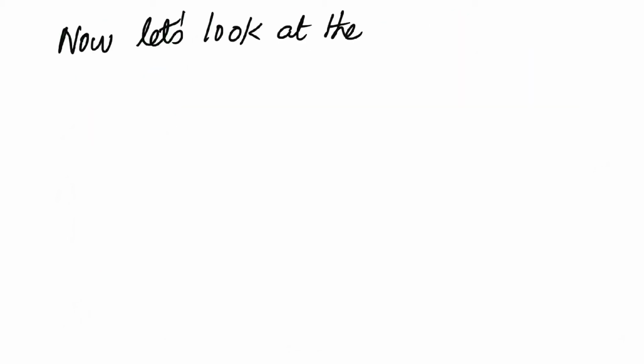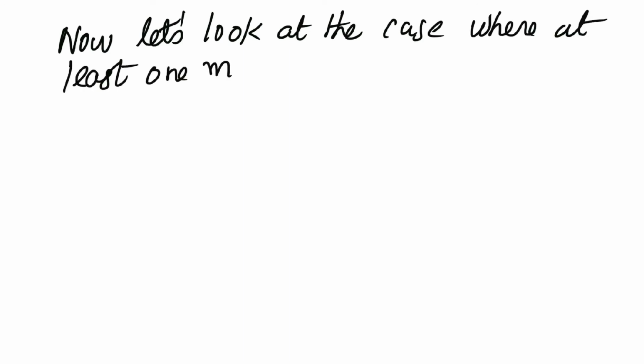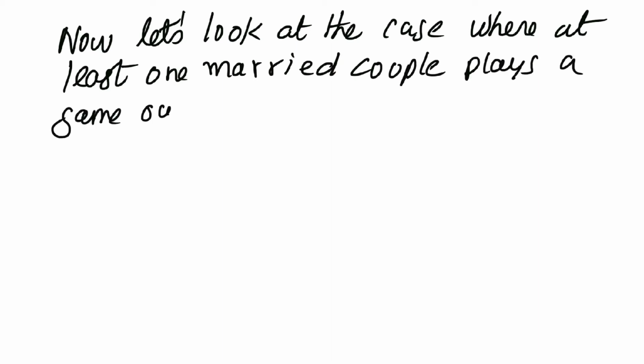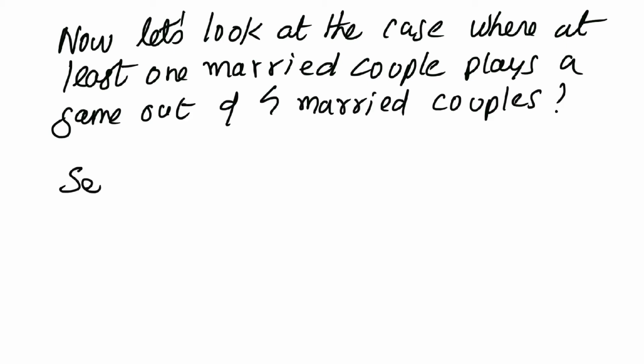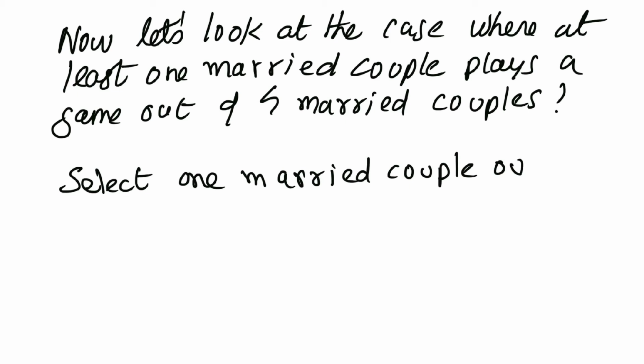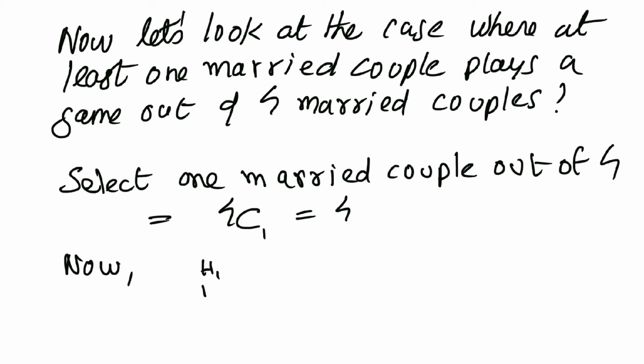Now understand, this means that a team wouldn't be having a husband and wife. What if we are looking at a case where at least one married couple will be playing a game? So at least one, which basically means that out of all the teams, one team will be having a married couple. So selecting one married couple out of 4, basically that is 4C1, that is 4 itself.